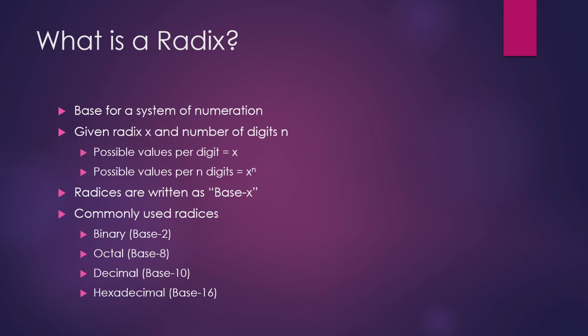Now, there are names for many of these number systems, which is what we're going to be using for this course. So octal, hexadecimal, decimal, binary. But in general, we write our radices as base x. So decimal is base 10, binary is base 2, octal is base 8, and hexadecimal is base 16.